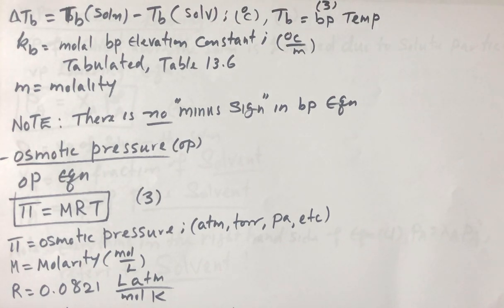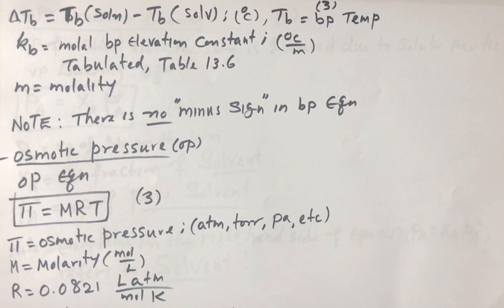Now, osmotic pressure. Again, we will come back to this equation later on. Osmotic pressure is given by equation 3. Pi stands for osmotic pressure. M stands for molarity. R is a gas constant, 0.0821 liter atmosphere per mole Kelvin. That will be given to you. You don't need to memorize that, but if you do, that's fine.